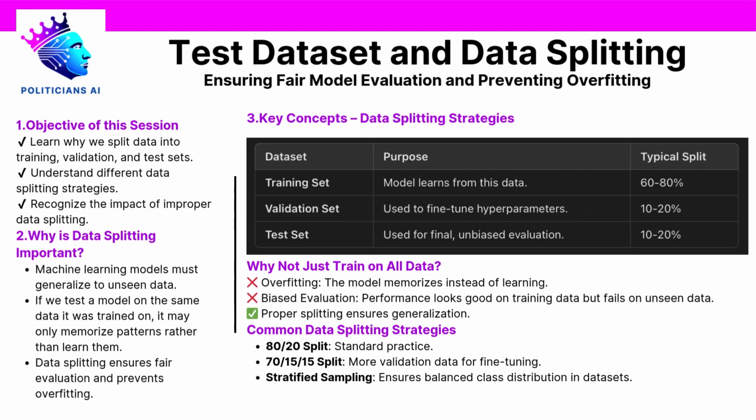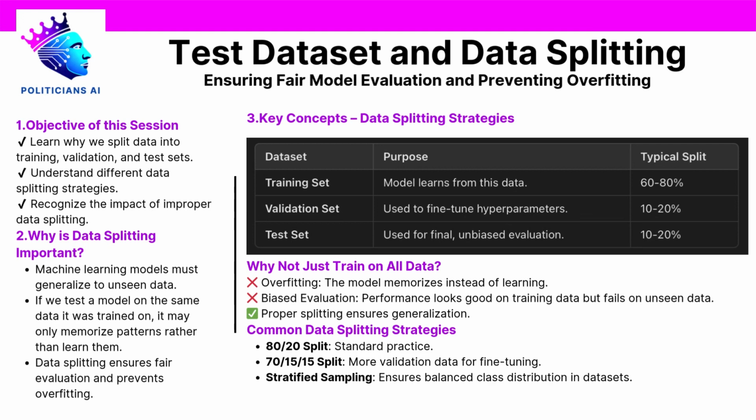One of the most common ways to split data is the 80-20 rule, where 80% of the data is used for training and 20% for testing. This method is simple and works well when there is a sufficient amount of data. However, in cases where hyperparameter tuning is needed, an additional validation set is introduced, leading to a 70-15-15 split. The proportion of each split may vary depending on the dataset size and complexity of the problem.